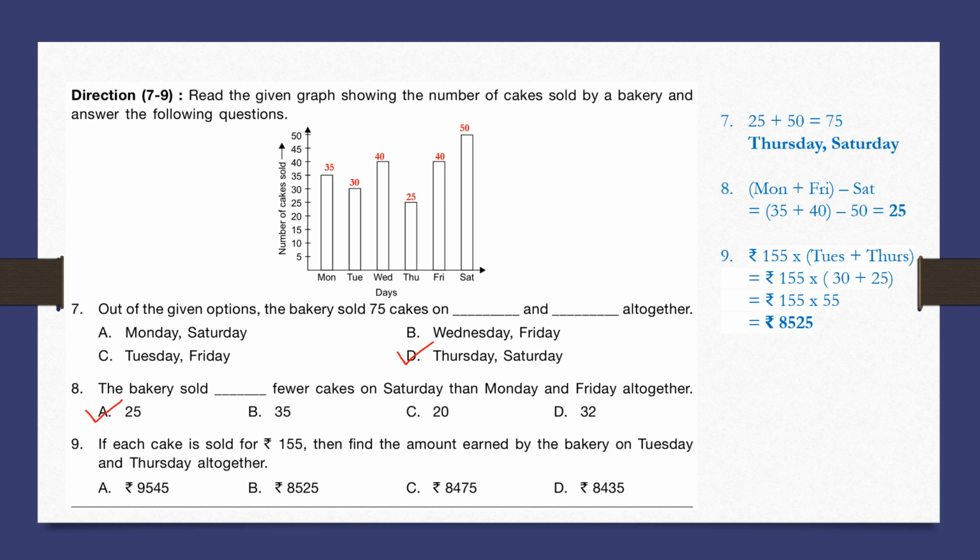Now let's see question number 9. If each cake is sold for rupees 155, then find the amount earned by the bakery on Tuesday and Thursday altogether. So first let's count the total number of cakes sold on Tuesday and Thursday. Tuesday is 30 and Thursday is 25. So 30 plus 25 is 55, and then multiply by rupees 155. So rupees 155 times 55 equals rupees 8525, which is option B.